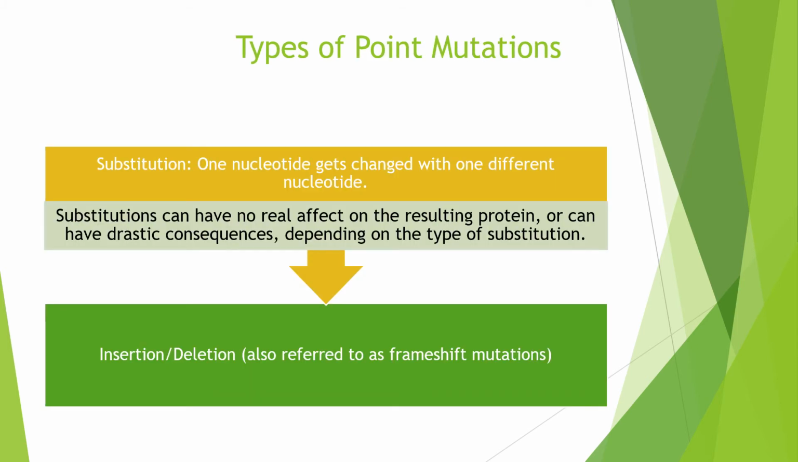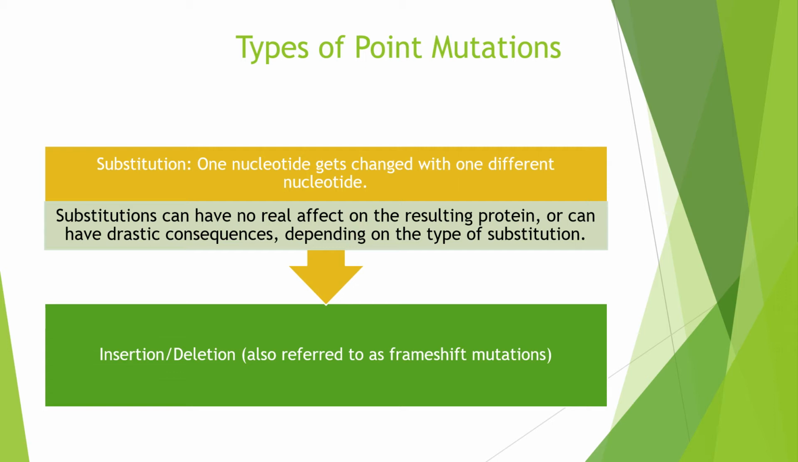There are three major types of point mutations that we'll look at. The first is called a substitution, which is a type of point mutation that has one nucleotide get changed with one different nucleotide. This could be an adenine being replaced with a cytosine, or a guanine being replaced with a thymine, or any other replacement you can think of. These can all have very small or very large effects, depending on what is switched with what.